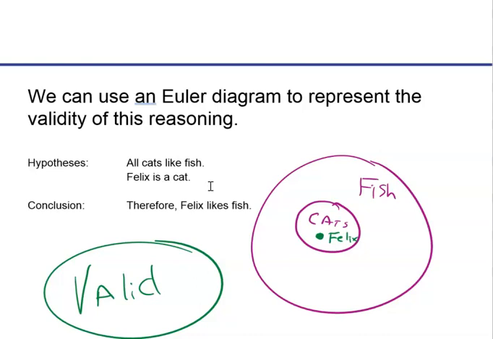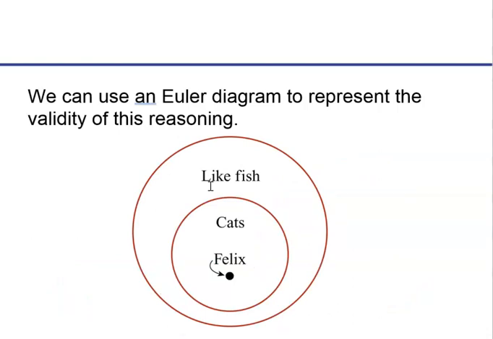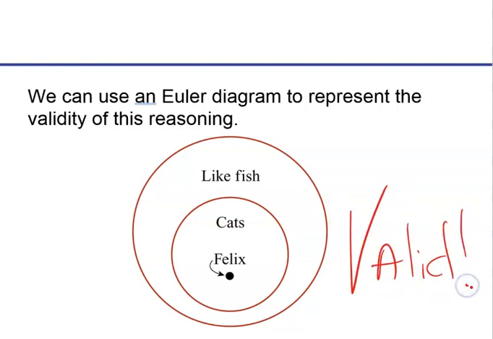And here's the book's version of this. Looks like mine, right? So we can use an Euler diagram to represent the validity of this reasoning by saying all cats like fish. So the cat circle fits inside the fish circle. And then Felix is a cat, so boom, we put him right in the middle of the cat circle, or even on the edge, it doesn't matter. But we don't put him outside because he's a cat. And then you could look at the picture and tell, because our Felix dot fits inside the likes fish circle, this is a valid argument. So let me make it clear one more time. Valid. Right? Okay, I think I've got one more of these for you, then we can shut this one down.